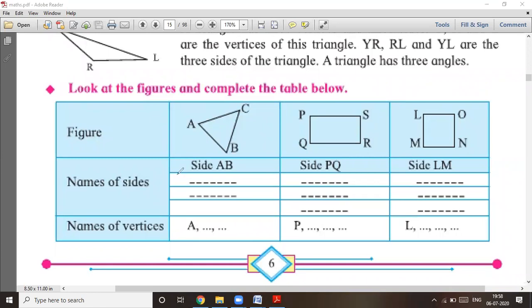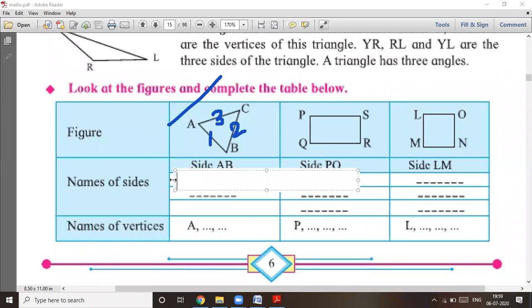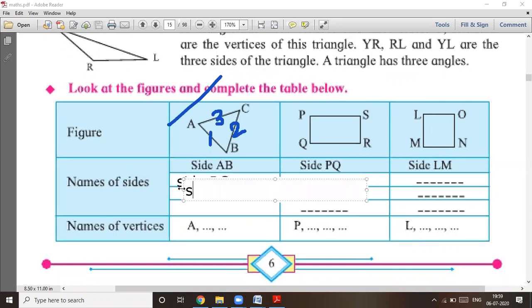Okay, let's go. Name of the side. Question number 1, you are given a triangle. Name of the side. There are three sides. AB, here, this is the one. Second is BC, and third is AC. Okay. So we'll write the answer here: side BC, then side AC. So side BC and side AC are the answers.